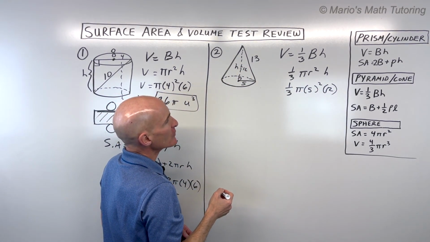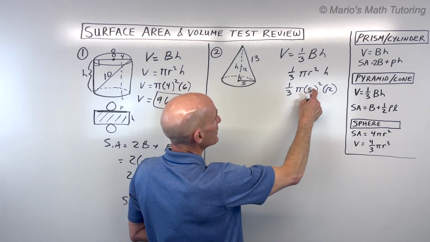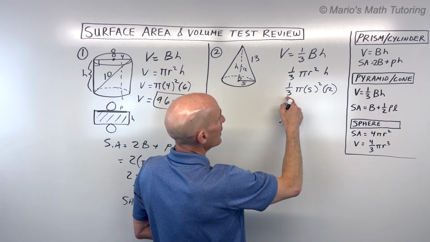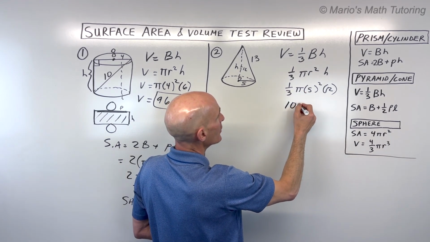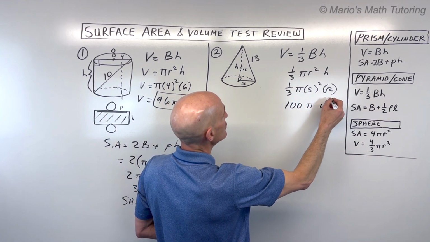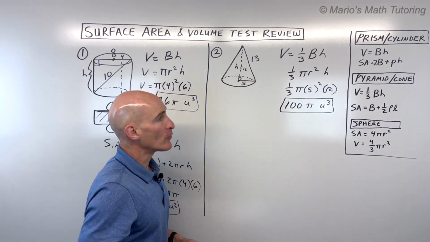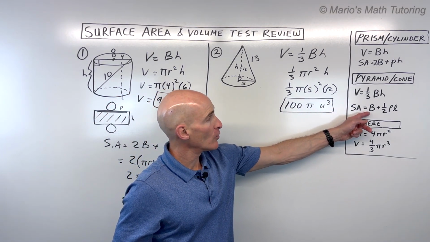And if we simplify now, let's see, we've got 25, 5 squared is 25, 1/3 times 12 is 4. 4 times 25 is 100. So we're getting 100 pi units cubed. That's our volume. Now, if we want to find the surface area, we're going to use this formula.